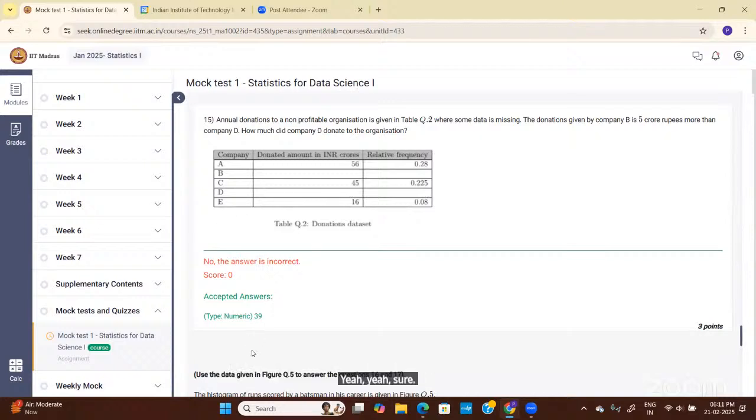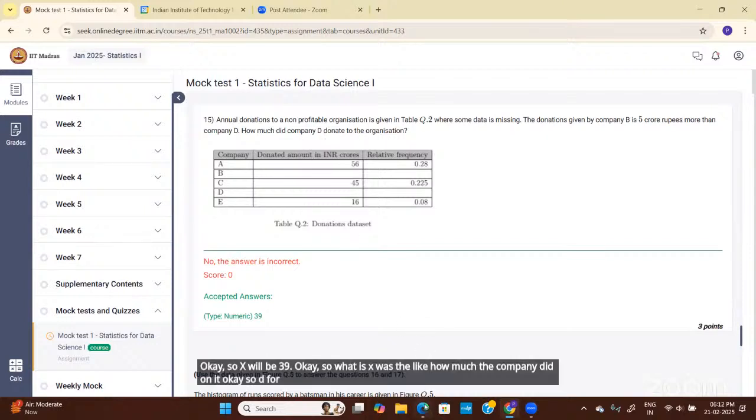Okay, so x will be 39. What is x? X was how much company D donated. Okay, so for D it was x. So x plus 5 will be 39.